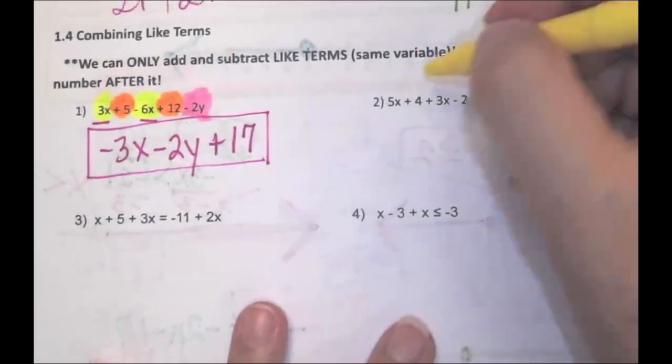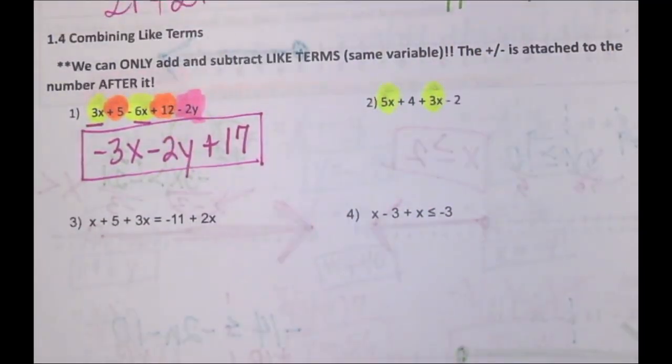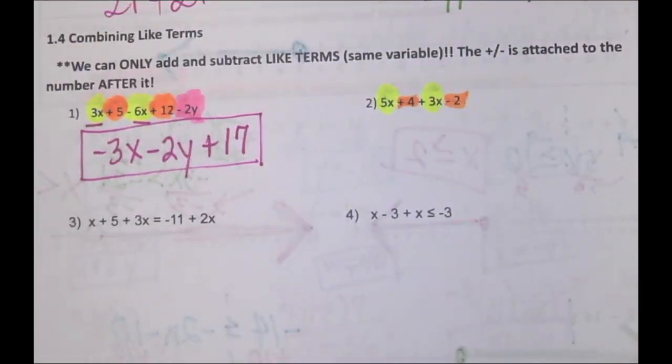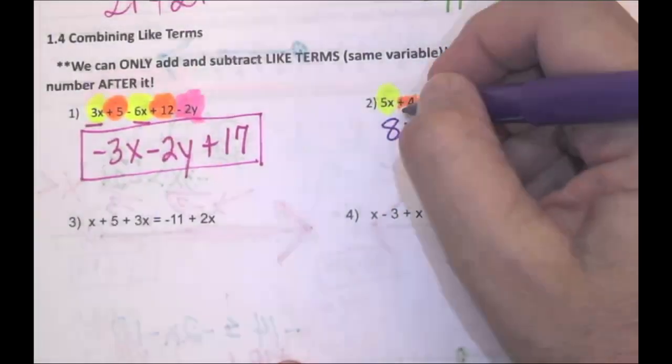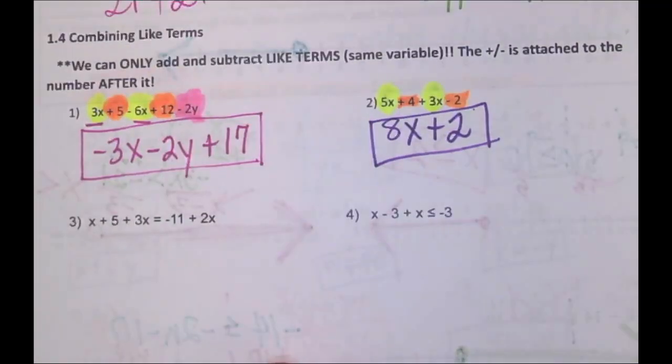So let's look at number 2. It's also an expression with no equal sign. The x's are like terms. The constants are like terms. So now I can combine. 5x and 3x is 8x. 4 minus 2 is 2. That's all I can do. That's as simplified as that expression will get.